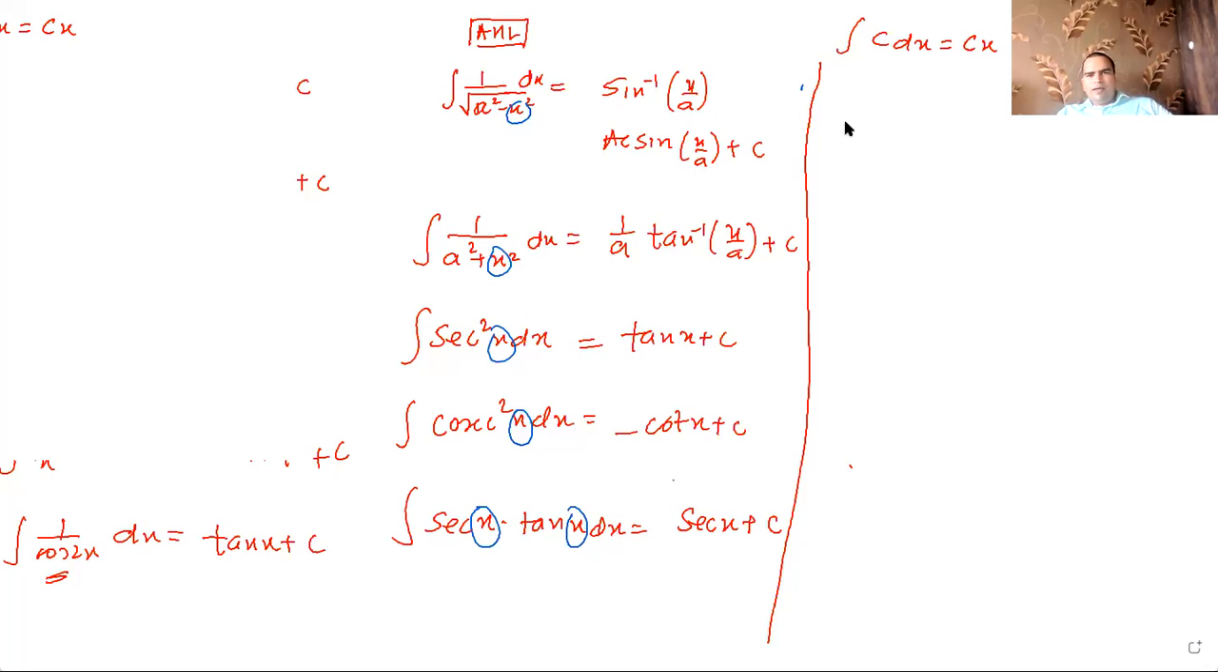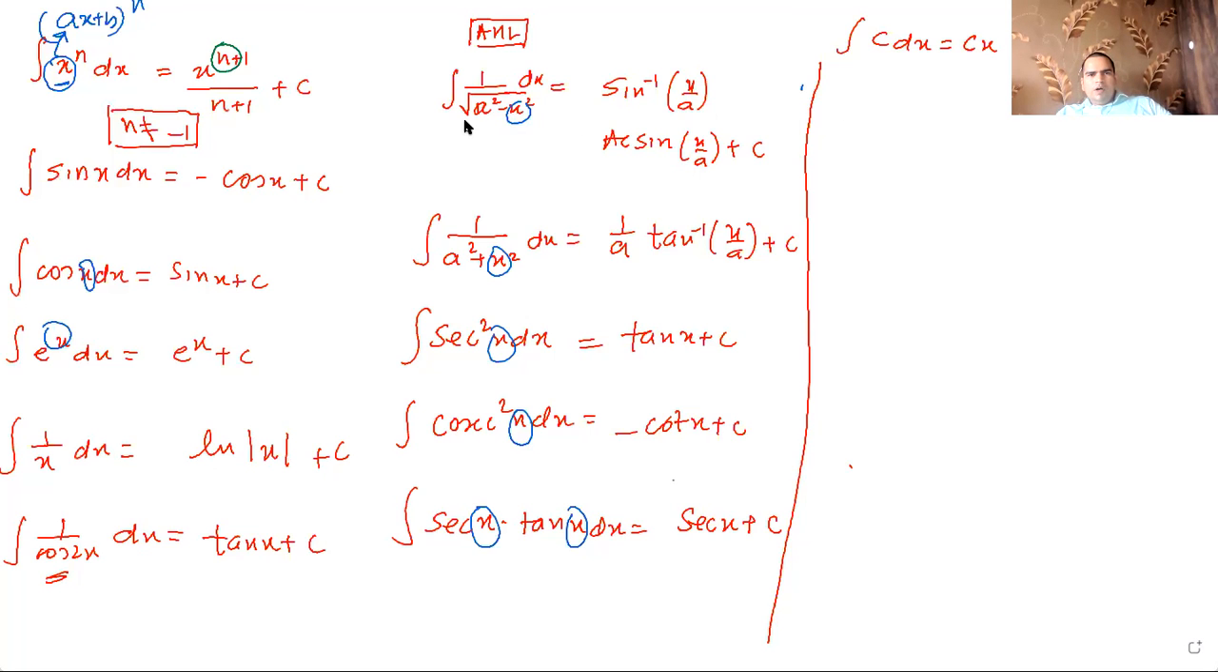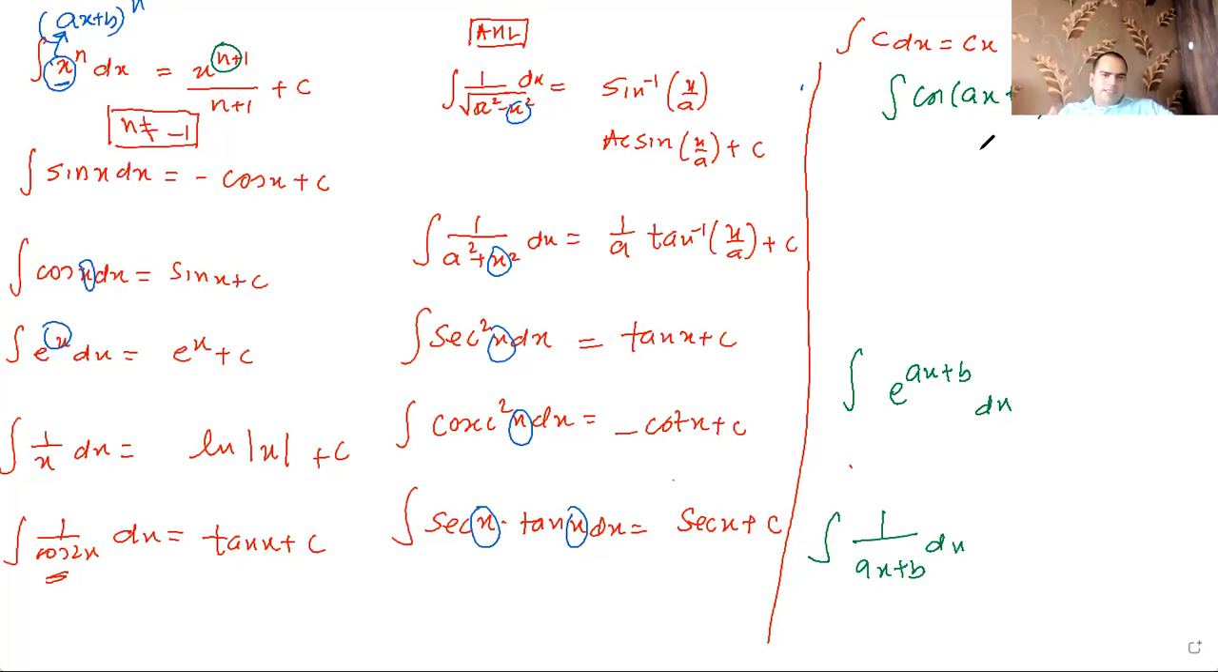Now similarly, if I have the integration of cos of ax plus b, or the integration of e to the power ax plus b, or for that matter 1 upon ax plus b, anywhere you replace x with ax plus b, how do we integrate these? In all these cases, you first do the normal integral. So the integration of cos of ax plus b is sine of ax plus b. But don't forget to divide by the coefficient of x, which is a, plus c.